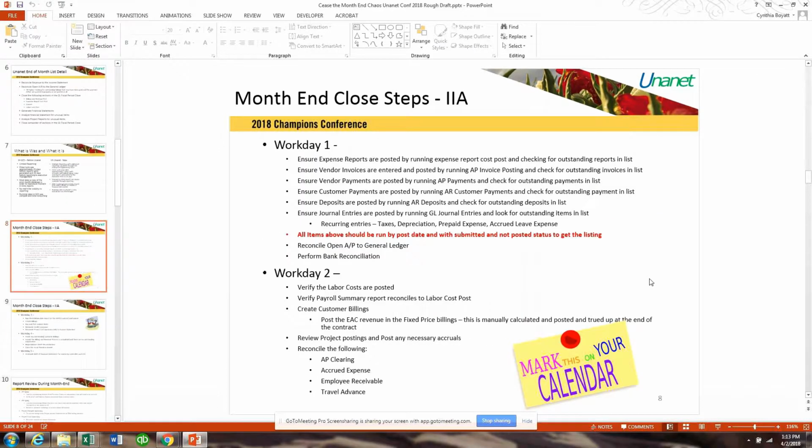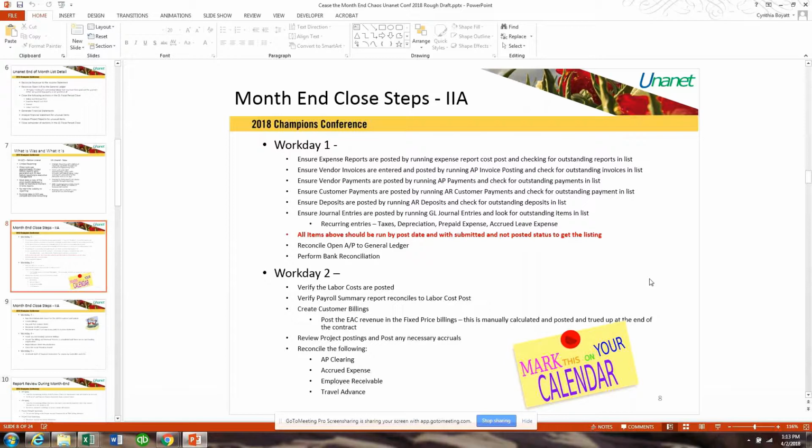Well, this is it. Our month-end close at IIA. The magic way we did it. Work day one. Making sure that all of those things that Uninet says in their close list have all been recorded. Expense reports, vendor invoices, vendor payments, customer payments, deposits, journal entries, and literally it's as simple as going in as if you are going to look one up, tell it to run it by post date with a submitted status. Don't choose posted status, just submitted, and hit list. If the list comes back blank, you have nothing hanging in queue for posting, and you move right on.